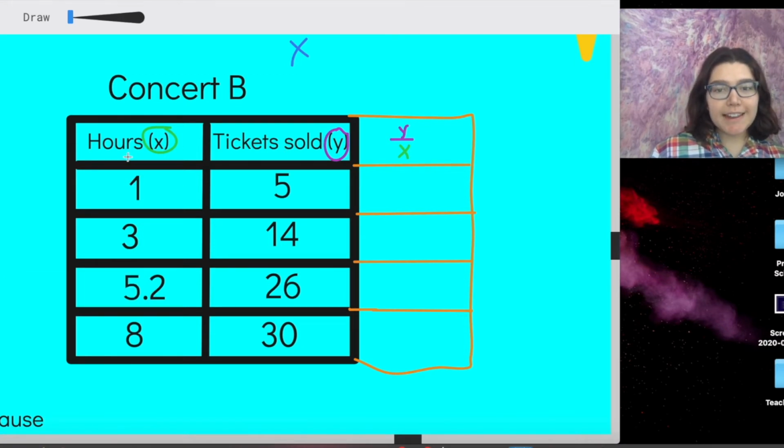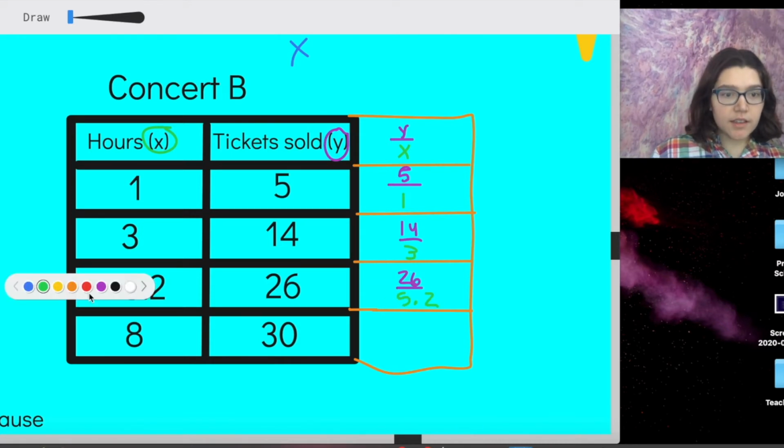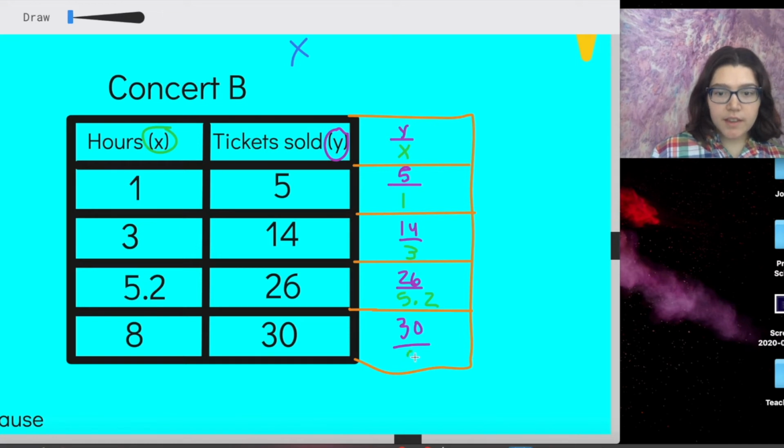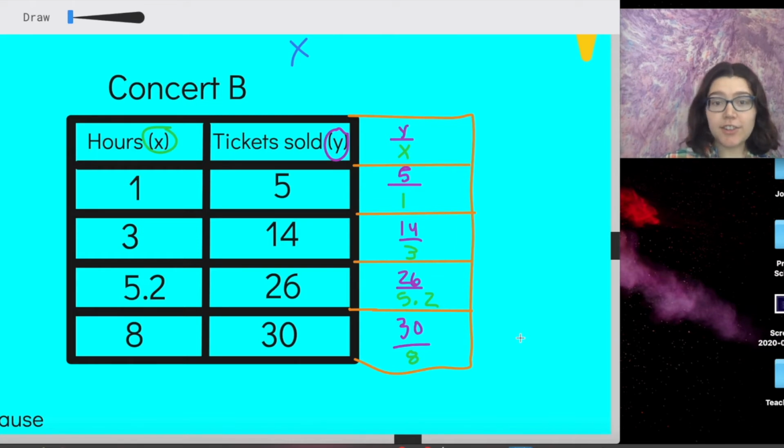Okay, so for the first one, after 1 hour, I've sold 5 tickets, so 5 is going to go in my numerator because it's my y value, divided by 1. Okay, then I'm going to do the same thing here. I have 14 tickets sold every 3 hours. Then I have 26 tickets sold, 5.2 hours. And then lastly, I have that 30 tickets were sold in 8 hours. Okay, and these are my ratios, y to x for each of them, and I need to figure out, are these all equivalent to each other?